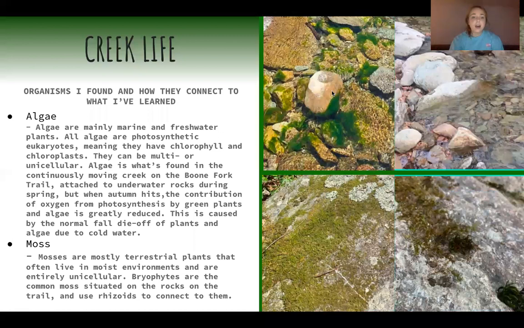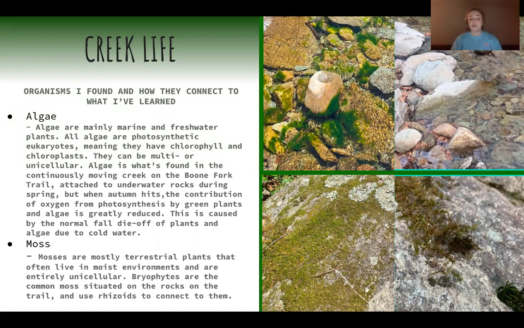Civic literacy. These are creek life organisms I found and how they connect to what I've learned. I found algae. Algae is basically just photosynthetic underwater plants connected to rocks. During springtime, they are thriving throughout the entire creek on the Boone Fork Trail. But to the right, you can see I found absolutely no algae anywhere. It was completely gone, and this is caused by a loss of oxygen and a loss of nutrients caused by the death of many plants over time at wintertime and autumn time-ish.